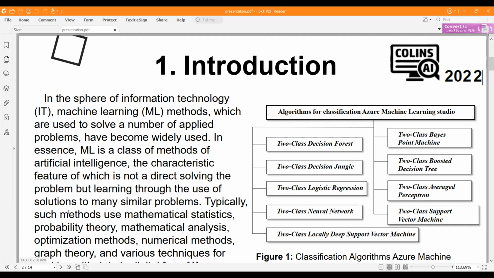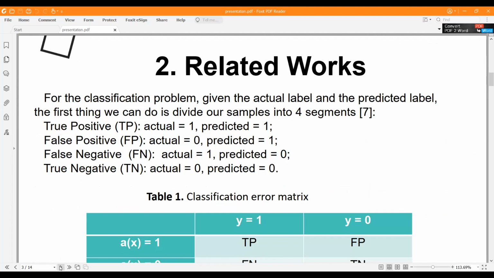Today, nearly all leading IT companies to some extent develop, use, or provide as a service various methods and algorithms of machine learning. For example, Microsoft Azure Machine Learning Studio has more than a dozen classification algorithms, each of which can perform the set task. You can see the classification of Azure Machine Learning Studio in figure number one. For the classification problem, given the actual label and the predicted label, the first thing we can do is to divide our samples into four segments: true positive, false positive, false negative, and true negative. The classification error matrix you can see in table number one.